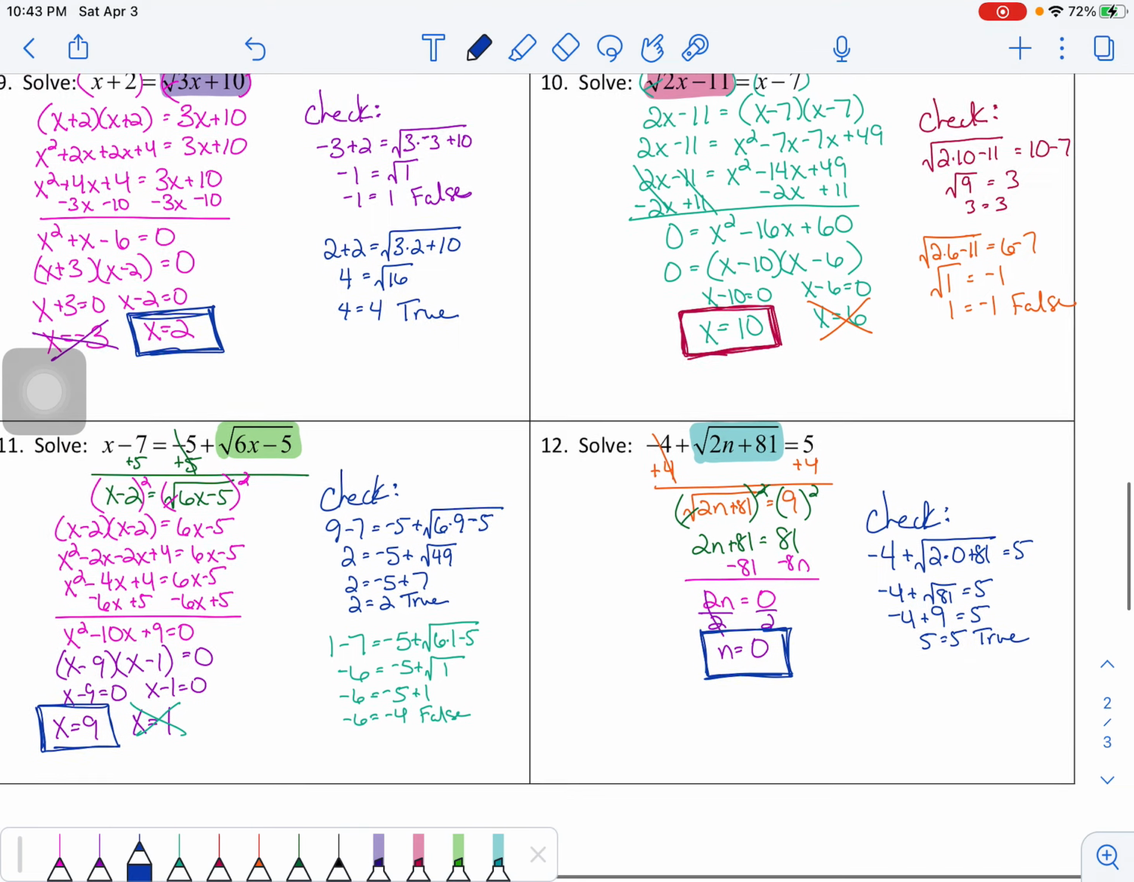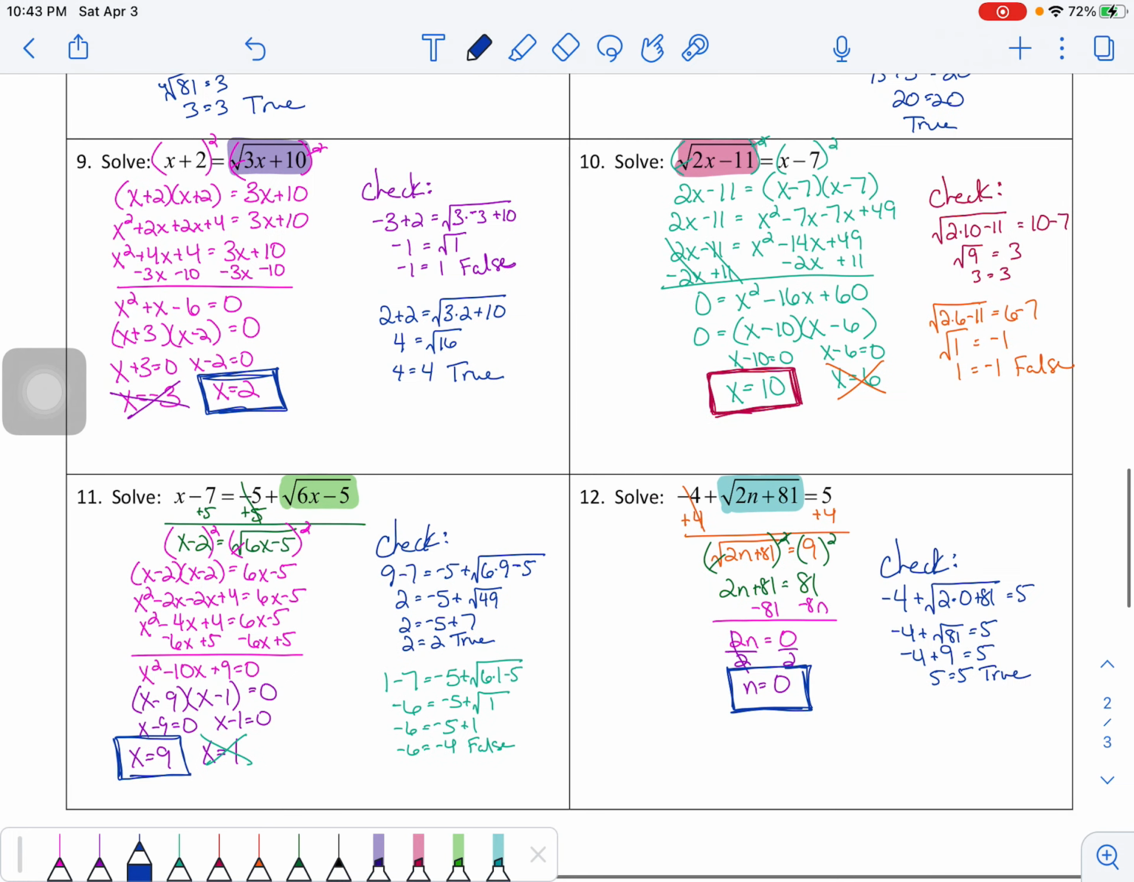All right, so that's the last of the equations that are on this note sheet. If you've got any questions or concerns, please reach out and ask. And again, I'm going to keep stressing this, but make sure you check your solutions when you do this work.